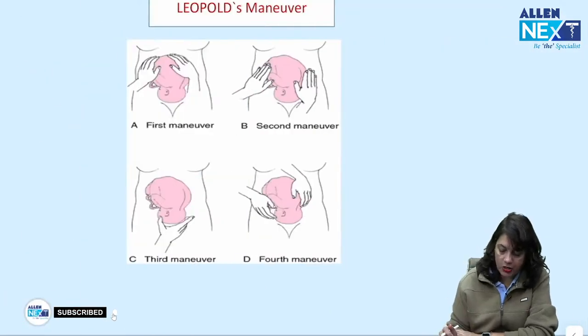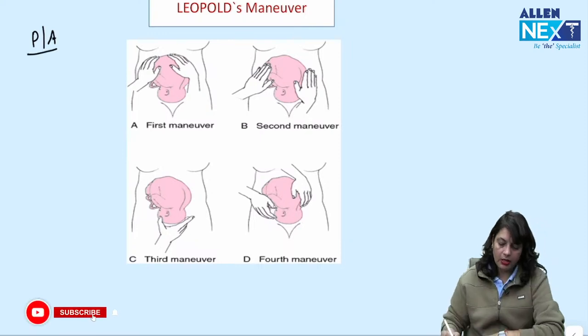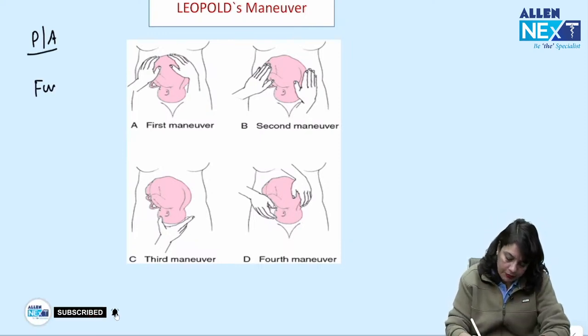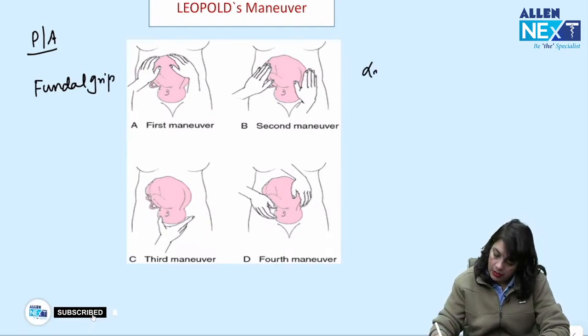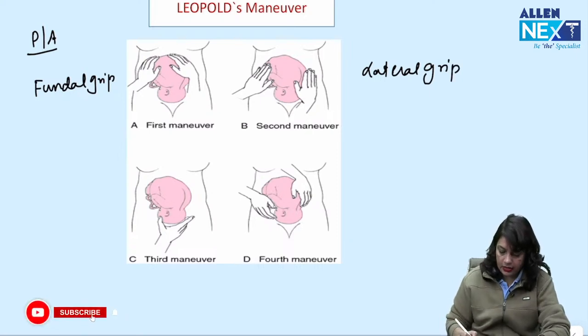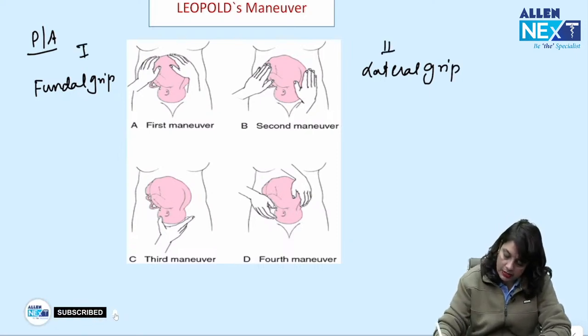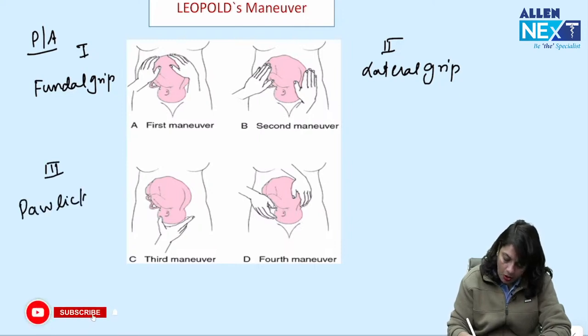Next, Leopold's maneuver. When you do per abdomen examination, you apply the fundal grip, that is the first grip. You apply the lateral grip, that is the second grip. This is first, this is second, this is third. Third is the pollic grip, that is for presentation.